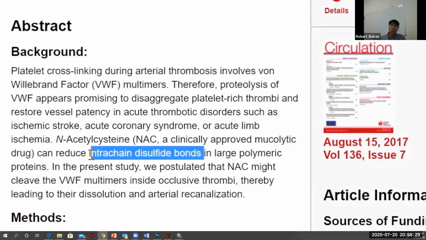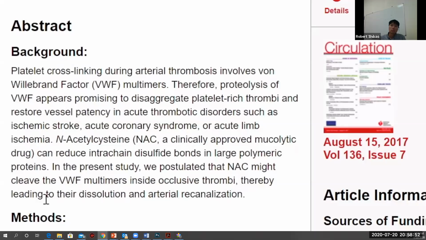There it is. Remember what we said? That N-acetylcysteine can actually break up these SS bonds. Well, here is a place where it might be able to help in terms of breaking up these clots. In large polymeric proteins, in the present study, we postulated that NAC might cleave the von Willebrand factor multimers inside of occlusive thrombi, thereby leading to their dissolution and arterial recanalization. That means opening up the arteries once again.